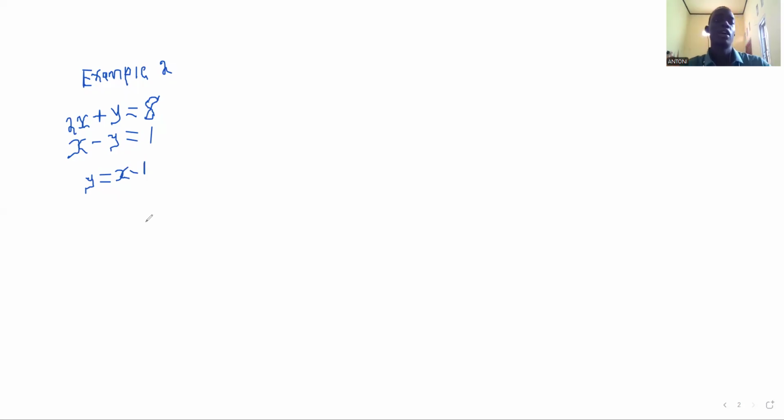Now see, we make y the subject of the second equation because we want to get the value of x. So we make y the subject, and since we get y to be the subject, y is equal to x minus 1.